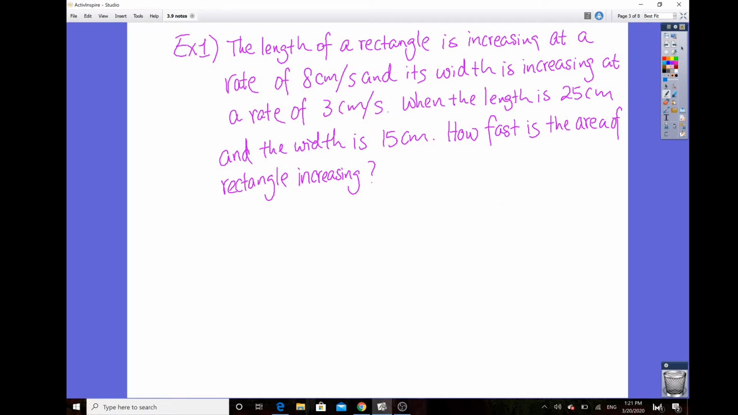So here's one of those. The length of a rectangle is increasing at the rate of 8 centimeters per second, and its width is increasing at the rate of 3 centimeters per second. So one is the rate of change of the length, the other is the rate of change of the width. When the length is 25 centimeters and the width is 15 centimeters, how fast is the area of the rectangle increasing? First thing you want to do is draw the rectangle.